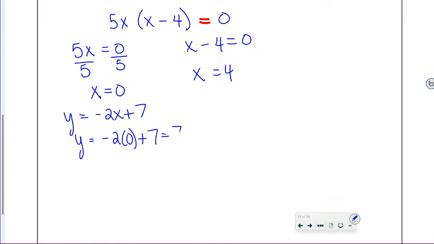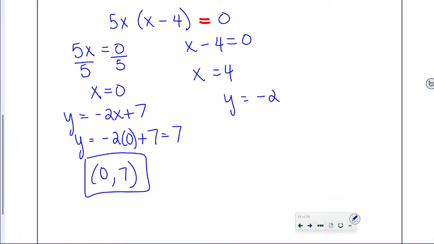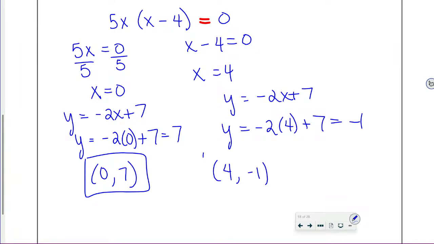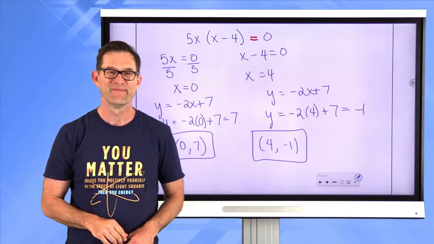That's going to be 7. So that's the intersection point 0, 7. And likewise here we'll have y equals negative 2x plus 7. Let's substitute the 4 in there. Negative 2x times 4 plus 7. That ends up being negative 8 plus 7, which is negative 1. So that gives me a coordinate point of 4, negative 1. All right, there we are.